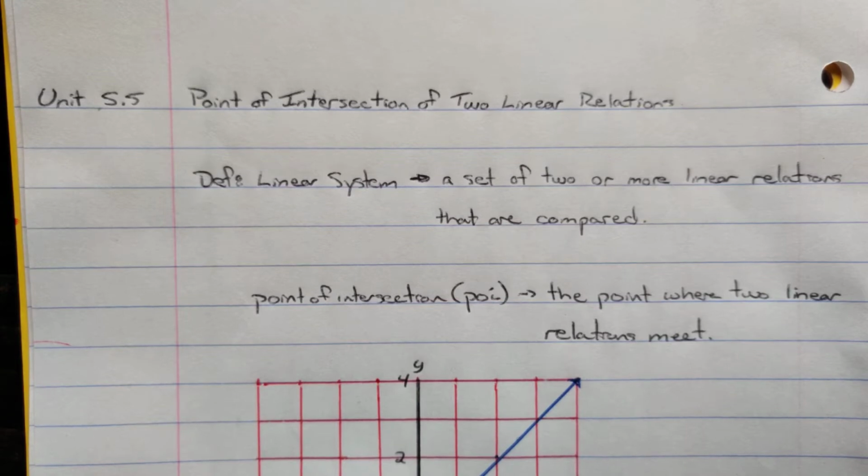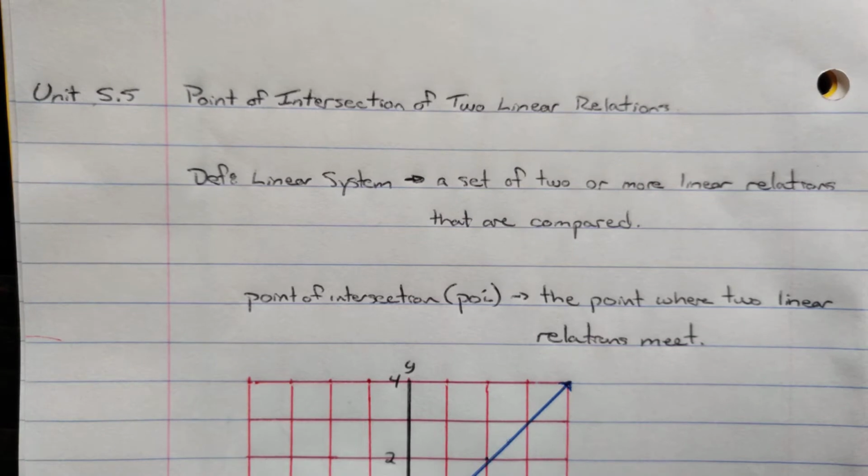So a linear system. When you're talking about systems and graphs, a system just means a set of two or more equations. So a linear system is a set of two or more linear equations that can be compared on the same axes or involve the same situation and variables.